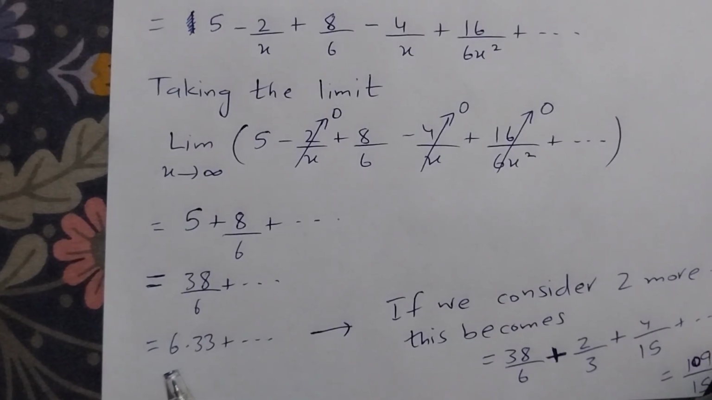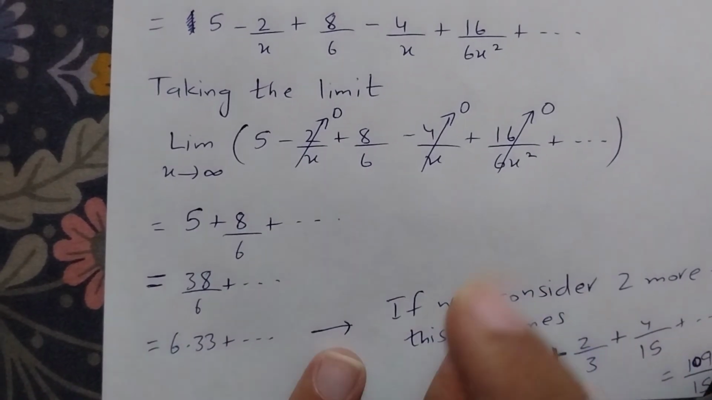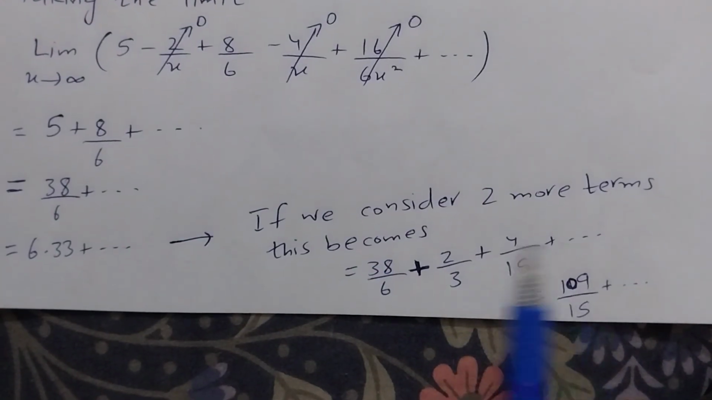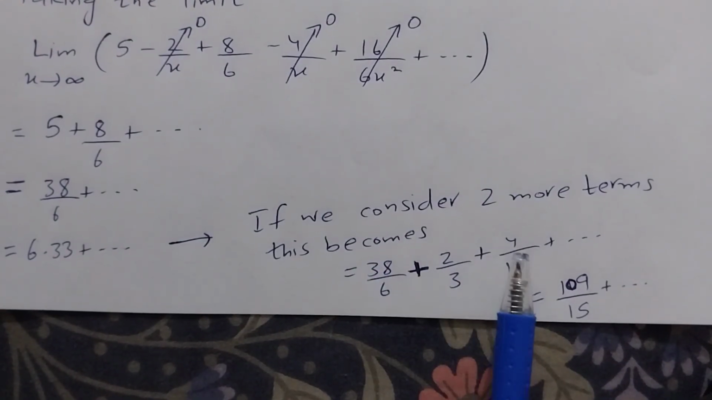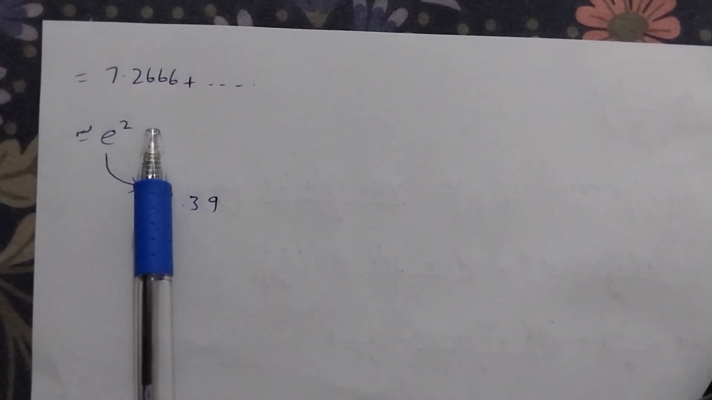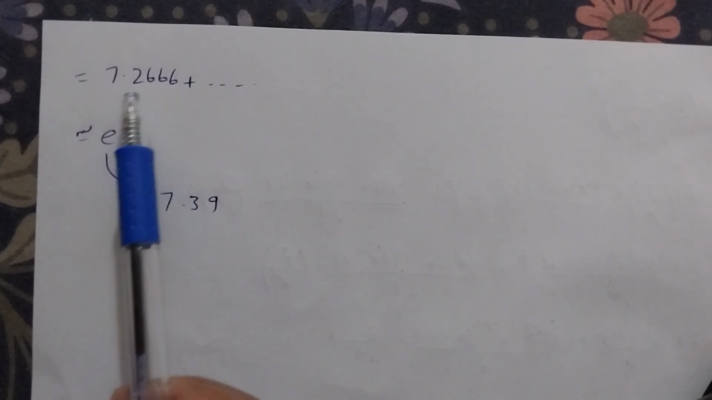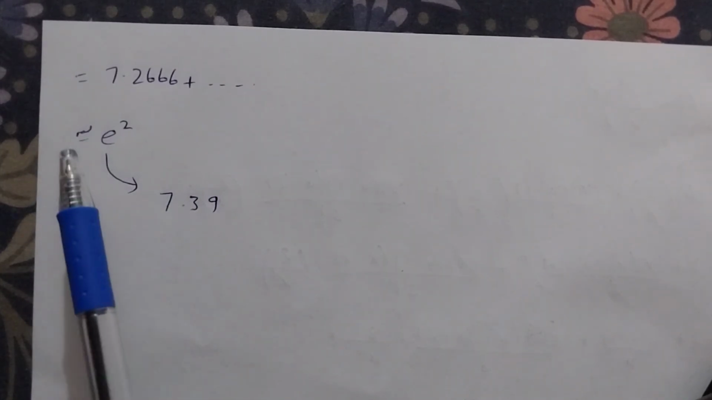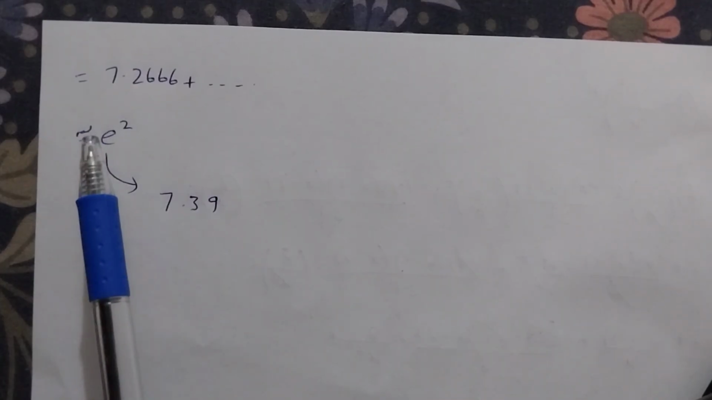E squared is basically 7.39 and so on. So we need to add more terms for this to approach e squared. And if we consider 2 more terms, this becomes 38 over 6 plus 2 over 3 plus 4 over 15, and this is equal to 109 over 15 plus, and so on. And this is equal to 7.2666, which is very close to 7.39, which is e squared. So this is approximately equal to e squared. That means that our result is indeed true, and if our result is true, then the value of our given limit is e raised to power 4.